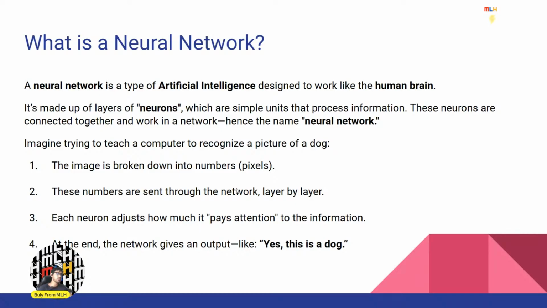Okay, cool. So the steps we will follow: the image is broken down into numbers of pixels. These numbers are sent through the network. Again, you see the cup. In this case, I see the cup. My brain breaks down whatever it sees and computes that. Each neuron adjusts to it, so it pays closer attention to some things and ignores other things. And at the end, it says, it's a dog. In my case, it's a cup. So, yep, that's about it.